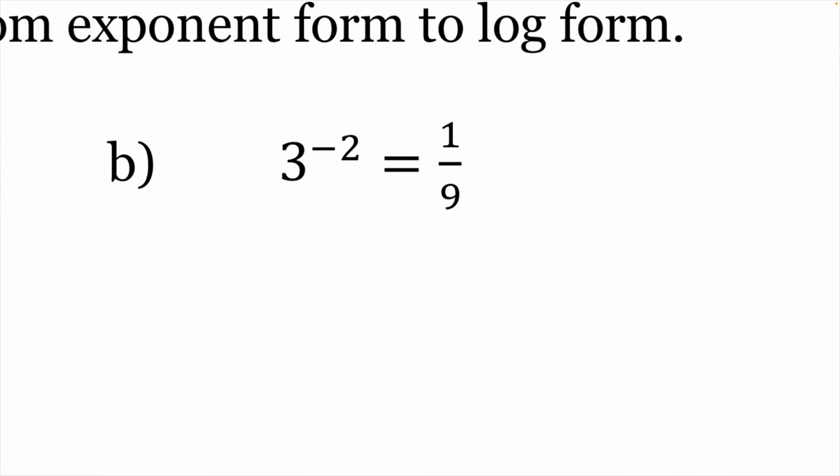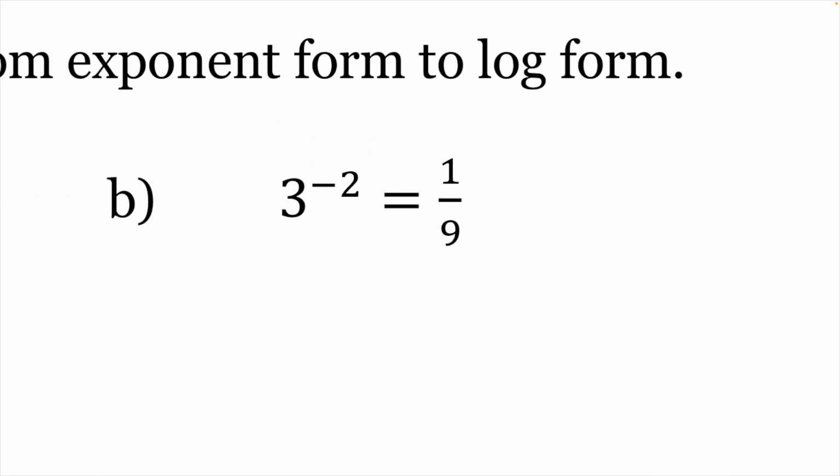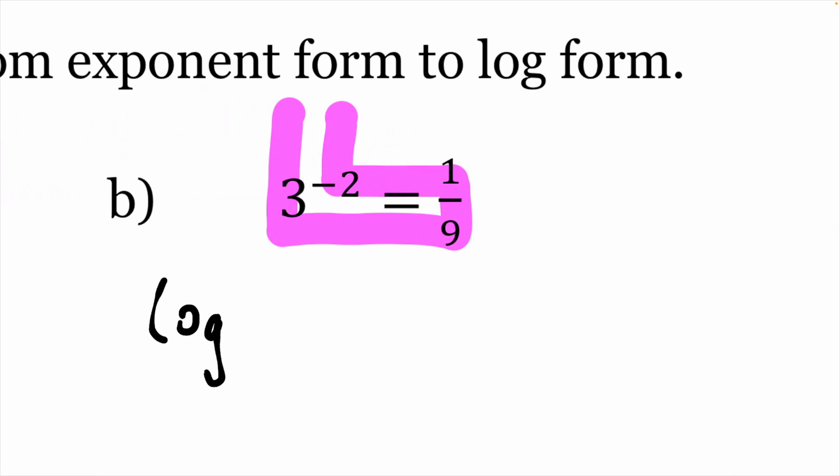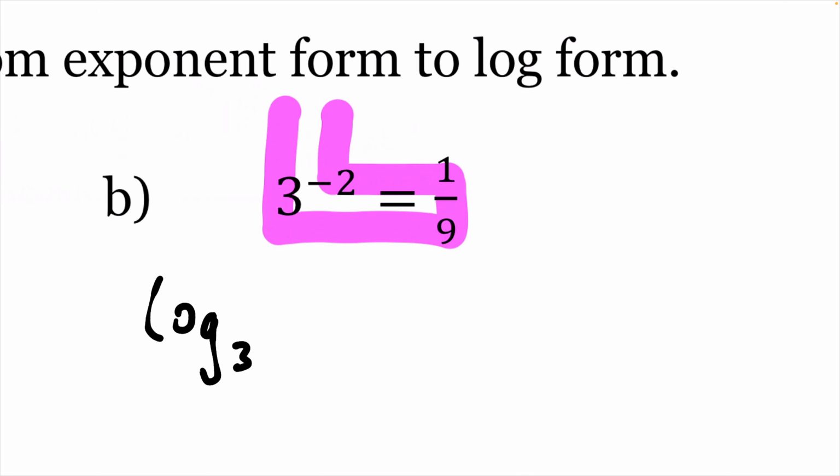3 to the negative 2 equals 1/9. If you put 3 to the negative 2 in your calculator, you'll get 1/9. Okay, so change it to a log. Okay, what number did I hit first? 3. That's the base. Parentheses. What number did I hit second? 1/9. And the last one was negative 2.